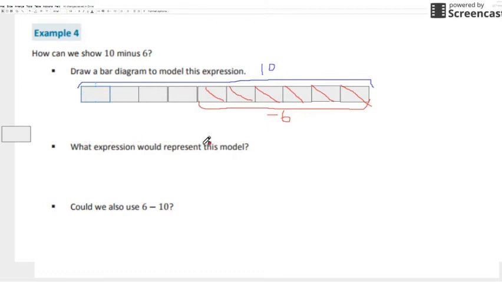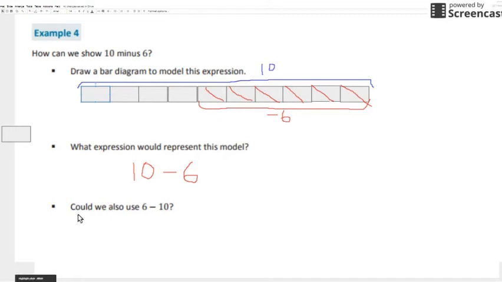So here it says write an expression to represent this model. Well, of course, when we're subtracting, we first start with the number we're starting with. We're starting with 10. And then we subtract or take away how many we took away from it. We crossed out, in this case, 6. I didn't want to delete, I want to show it. And so this is the expression of this model. We started with 10 units. We got rid of 6 of them. And of course, we have 4 left over.